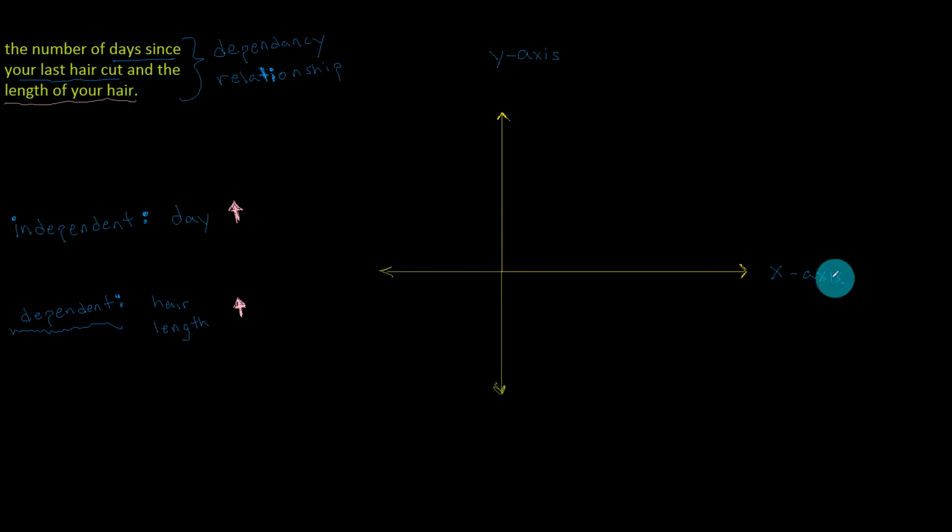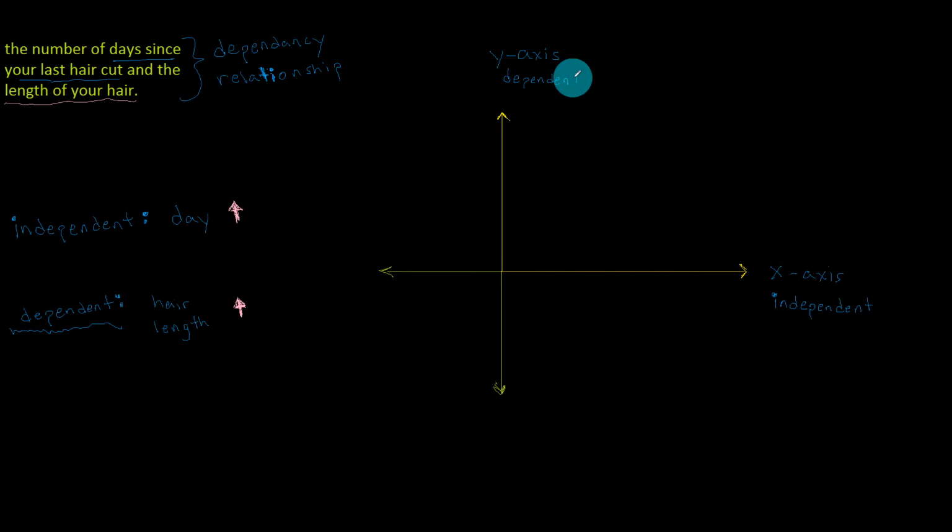And when creating graphs, the x-axis, it's always your independent variable. I'm going to write independent here, which means that your y-axis has got to be the dependent variable.